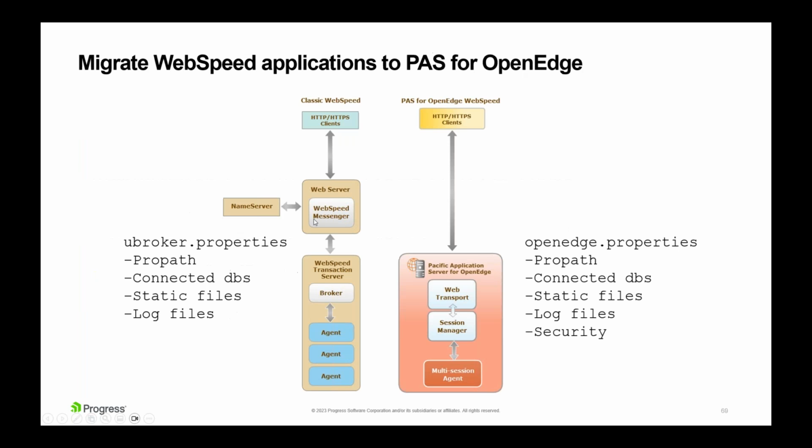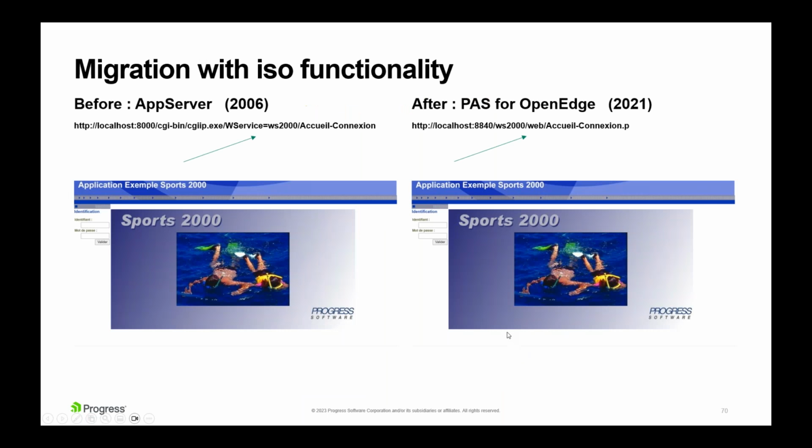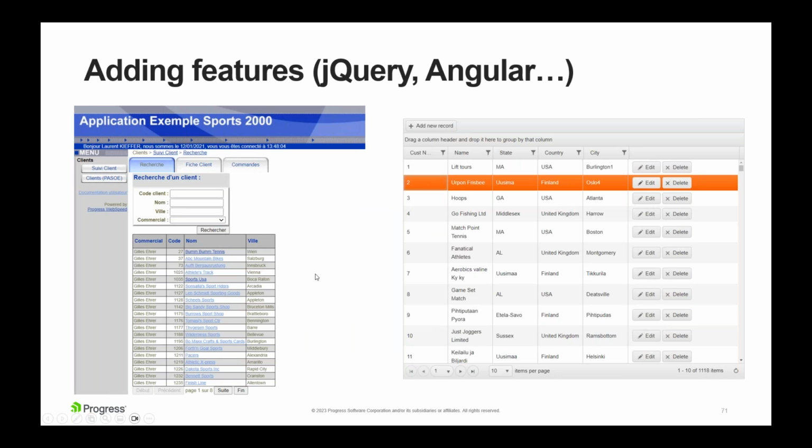It can be done. You migrate your configuration, and you will have the same kind of vision of the old ubroker.properties and the OpenEdge.properties files. So you will have a similar configuration, up and running. It's a very old-fashioned application here. It was a starting point for a real application in 2006. So you had this CGI-based URL with a web service, and it will transport to a web application, web transport here, and everything is running the same way. This screenshot was done in 2021. And afterwards you can start to enrich your user interface, using new capabilities to modernize.